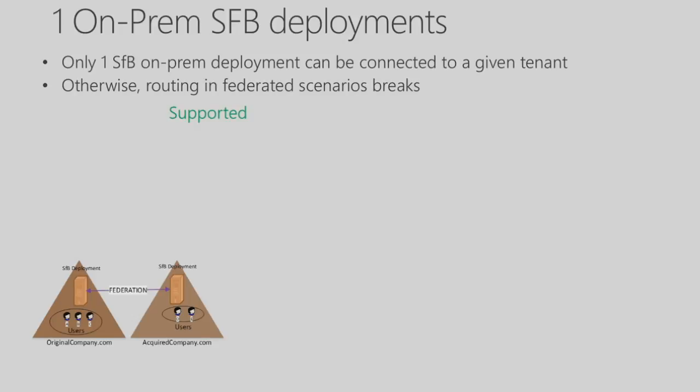So there are a couple things you can do. And I want to talk about what's supported and what's not and what your options are. So let's just take this example where I have two forests. I'd call it original company and acquired company. It's an easy reason that anybody could get into this.